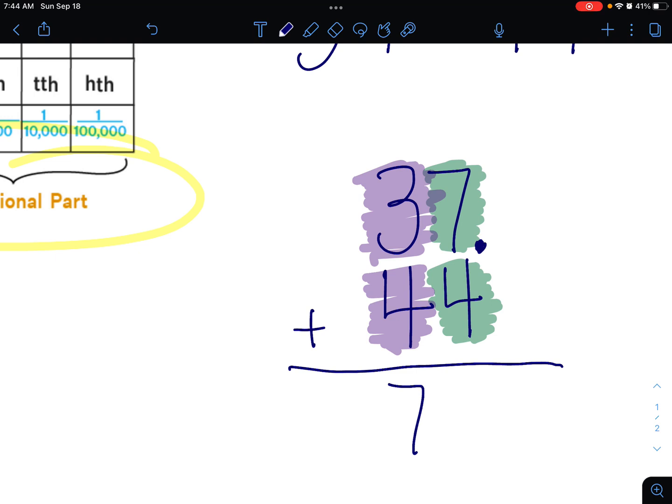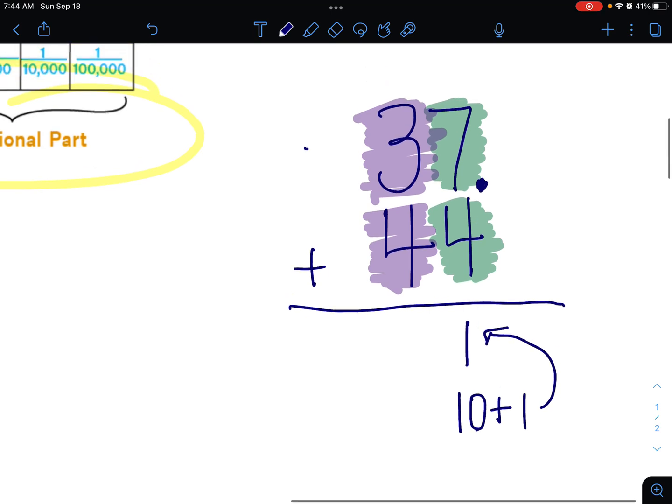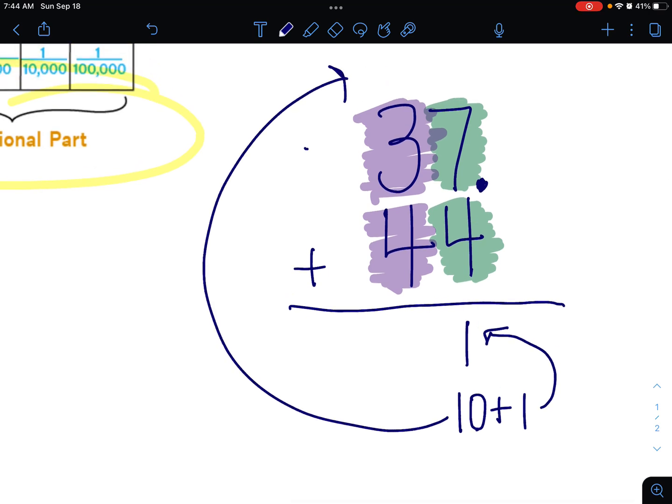7 plus 4 is really 11. And 11 is really 10 plus 1. So we can break that number up into place value too. When we do that, we can put the 1 in the ones spot, and we can take that leftover 10 and put that up here in the tens place.